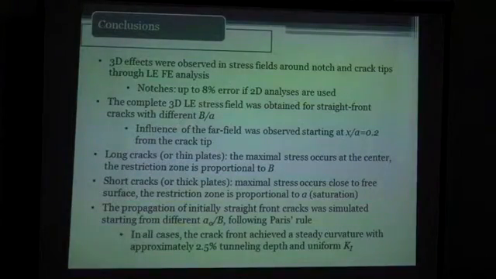For long cracks, the maximum stress is at the center. For short cracks or thick plates, the restrictions, the maximum stress is close to the free surface. And also from the propagation of initially straight cracks, we found that it tends to some tunneling effect of about 2.5% of the thickness. This was for several simulations. And also we can explain this, can tell us which is the driving force, which will be the subject of Professor Jaime's talk. Thank you.